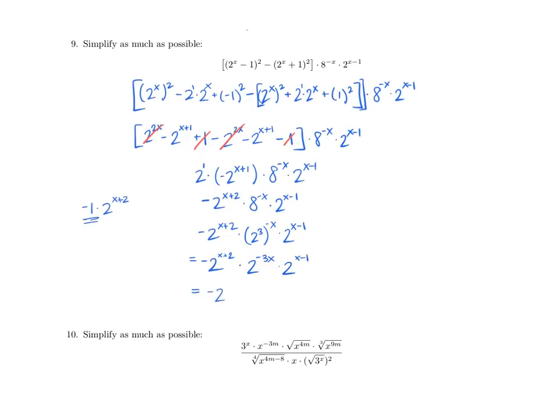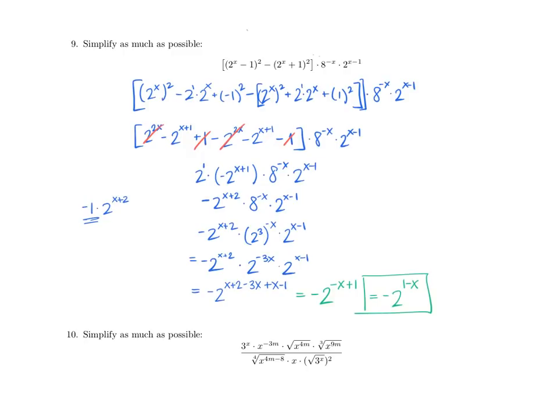So we have negative 2 to the x plus 2 minus 3x plus x minus 1th power, which is completely ridiculous and not simplified at all, but we certainly can get there. So we have negative 2. x minus 3x is negative 2x plus x is negative x. So I have negative x plus 2 minus 1 is plus 1, or you could write that as negative 2 to the 1 minus x, whatever you like. This is your final answer.